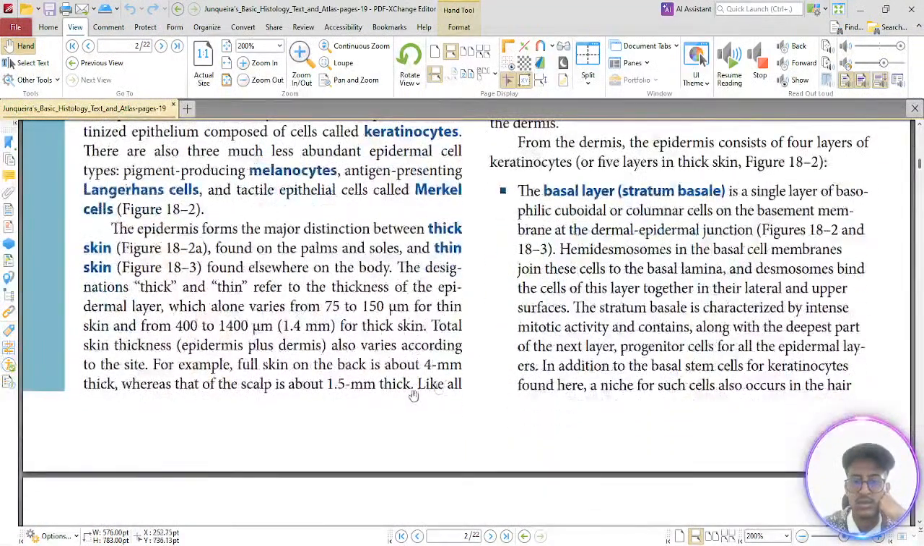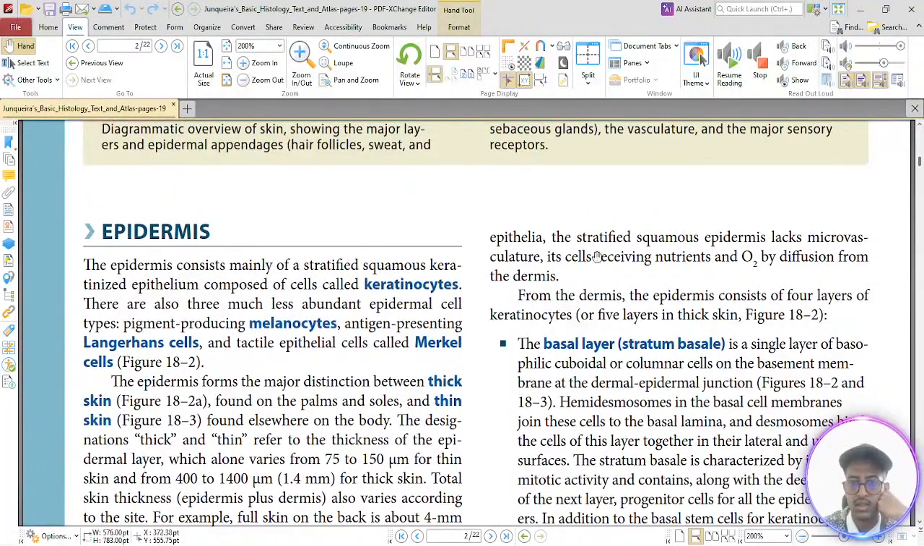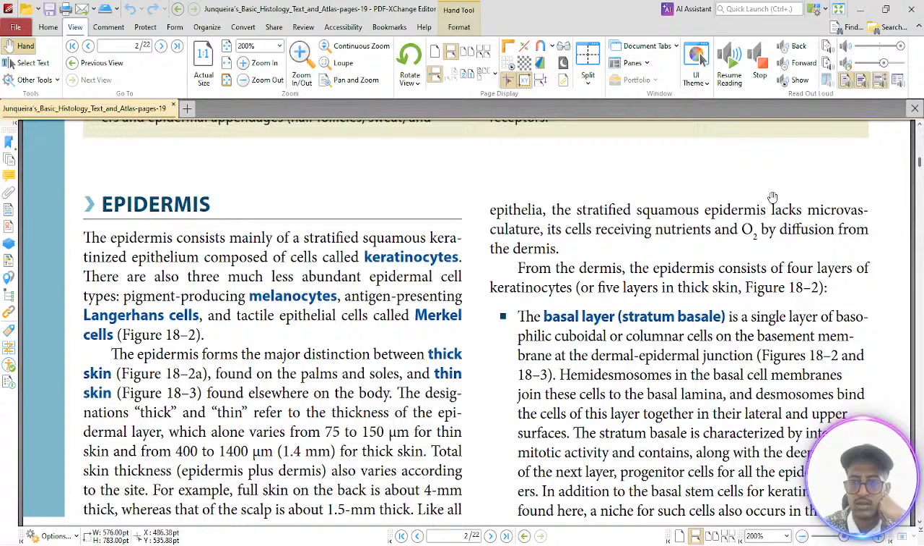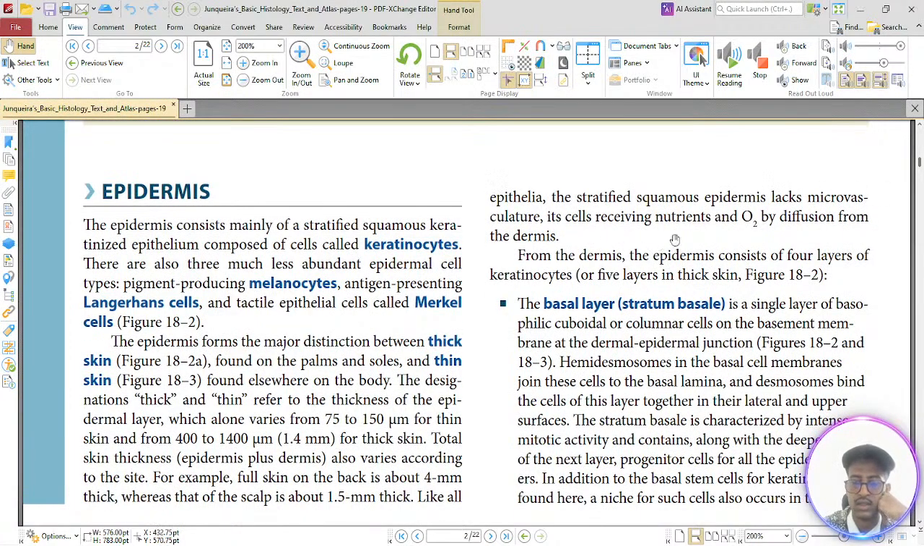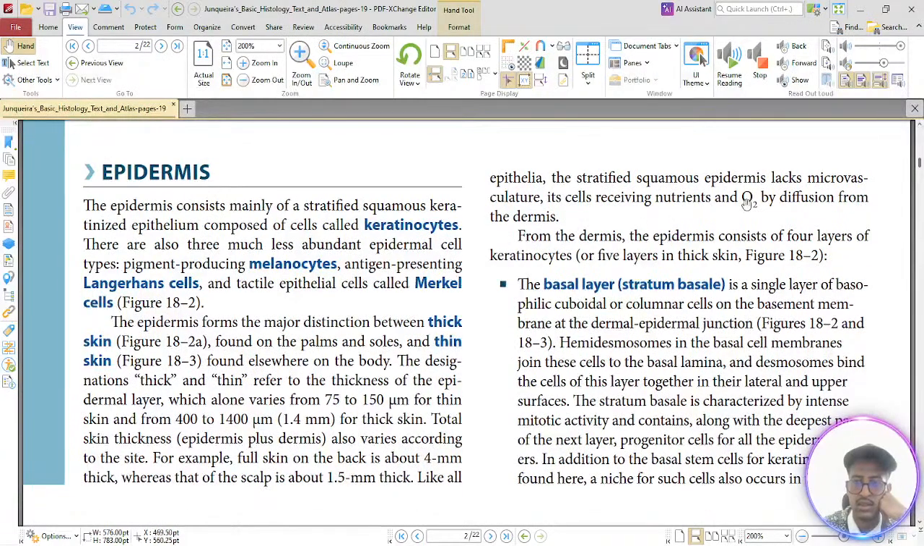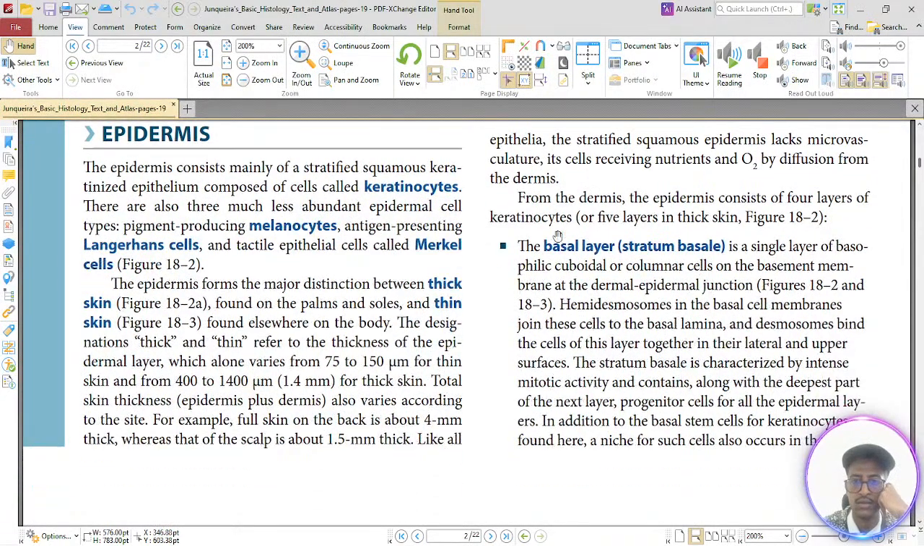So this is epidermis, which consists mainly of stratified squamous keratinized epithelium. Not cuboidal, not columnar, but squamous, stratified squamous, keratinized. Epidermis lacks microvasculature. Its cells receive nutrients and O2 by diffusion from the dermis.